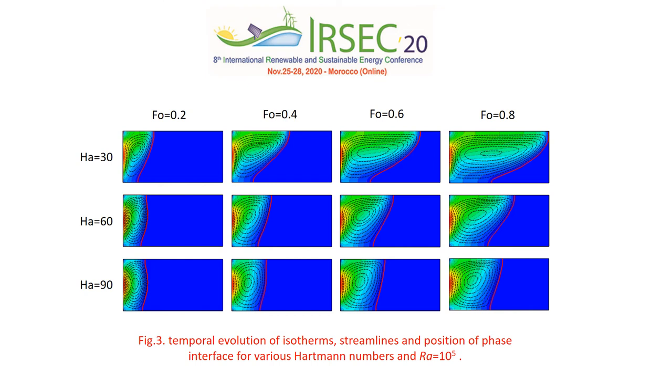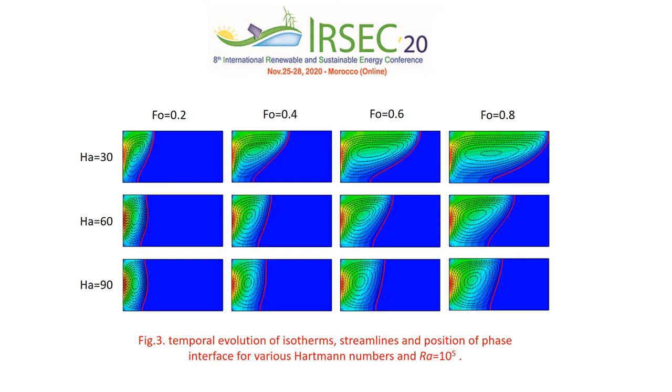This figure illustrates the temporal evolution of isotherms, streamlines, and position of the phase interface for various Hartmann numbers. The interface moves regularly from the bottom to the top for Fourier number equal to 0.2. We can say that the magnetic field stabilizes the flow pattern, which results in a regular phase front. The deviation of the interface is partially suppressed for low Hartmann numbers. It is seen that for Hartmann equal to 16 and 19, the interface's upper part is a vertical plane parallel to the vertical isothermal walls of the enclosure.